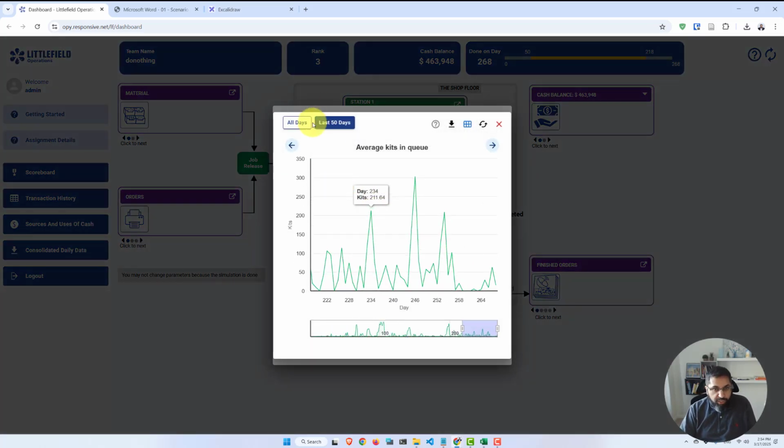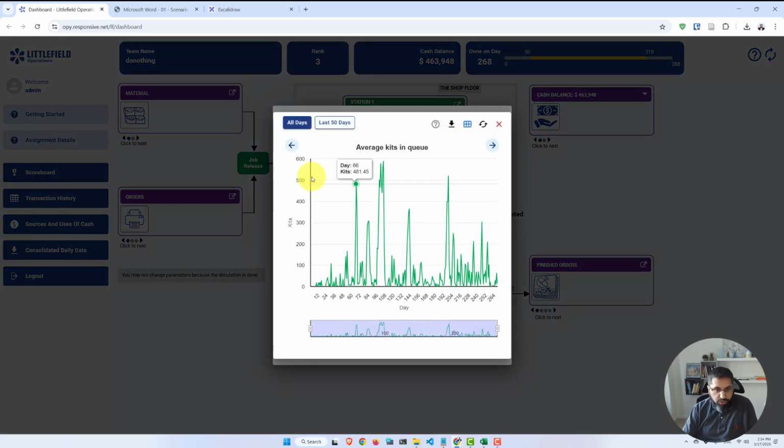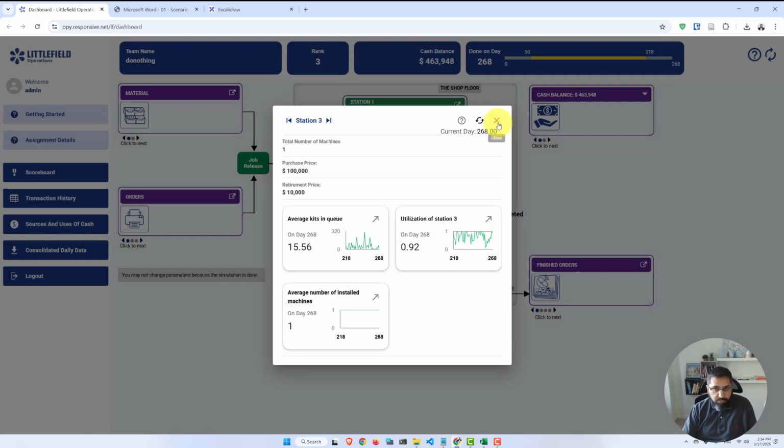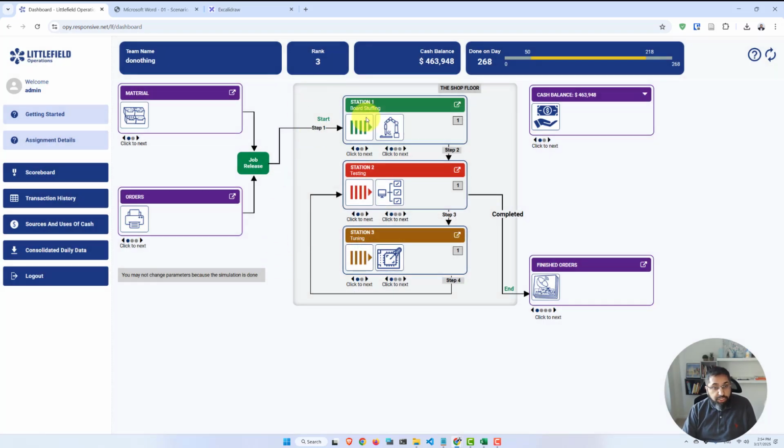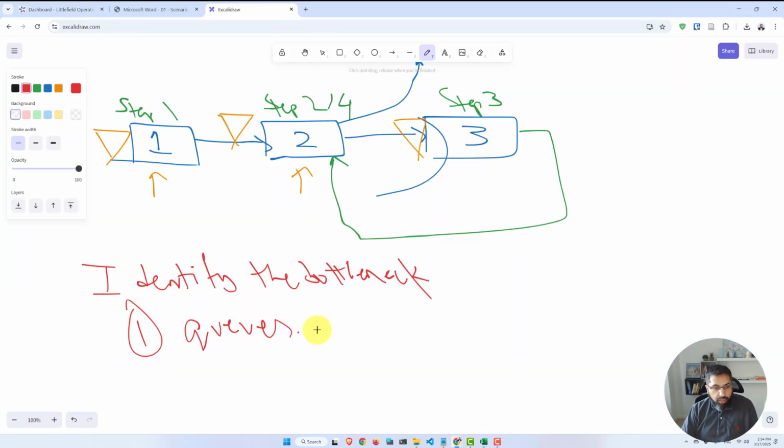And then if I look here, this is the shortest queue. It spikes sometimes to 500, but usually it's below 100. Or at least below 200 or 300, right? So it's the smallest queue. So just based on the queue length, I would say station 2 is the bottleneck. The queues tell me station 2 is the bottleneck. That's where the longest queue is.